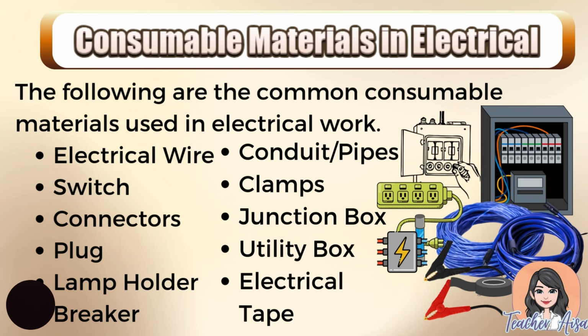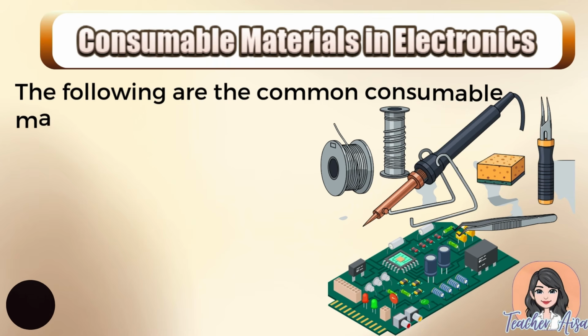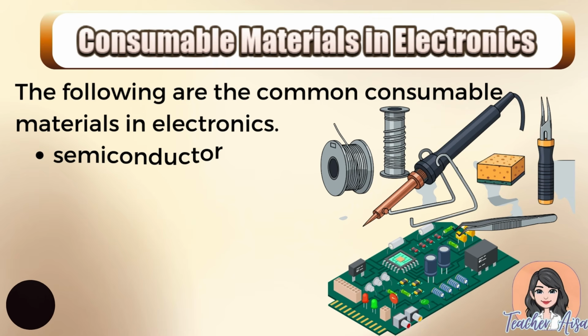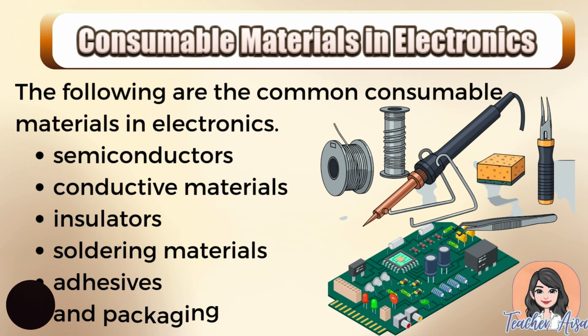Electrical conduits and accessories. Conduits, junction boxes, clamps, and utility boxes protect electrical wires. They organize wiring and prevent damage. These consumables are necessary for safe electrical installations. Electronics use semiconductors, conductors, insulators, soldering materials, and adhesives. These materials help connect and protect electronic components. Many are used once during assembly or repair.